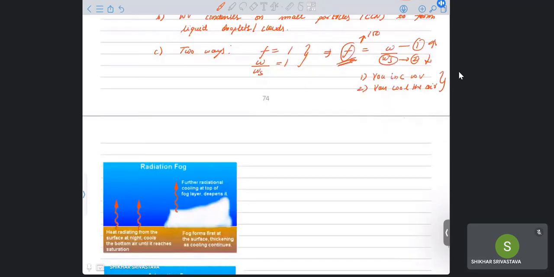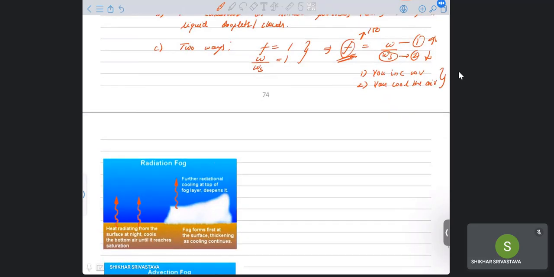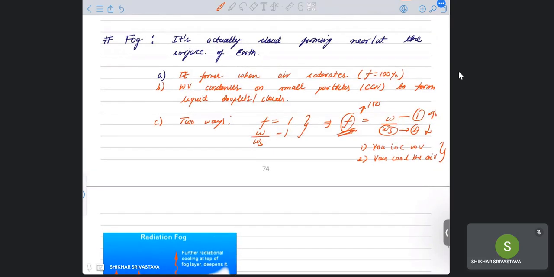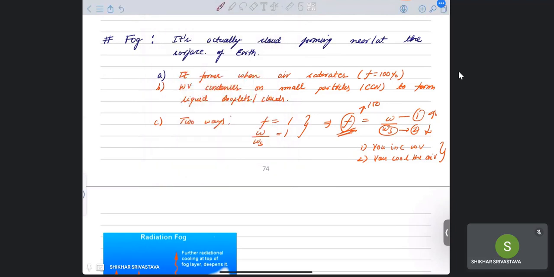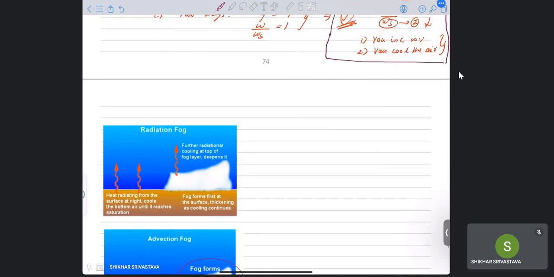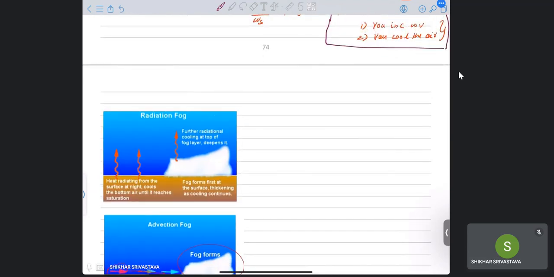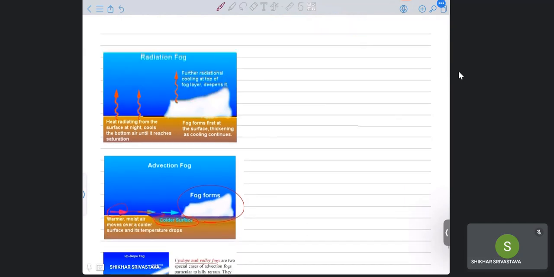Okay. Now we'll just go. Is this clear? This thing you must remember, it is very important. It's a basic. Okay. If it is clear, then let us talk about the different kinds of fog.